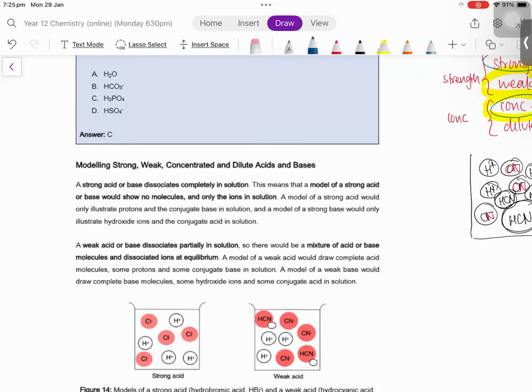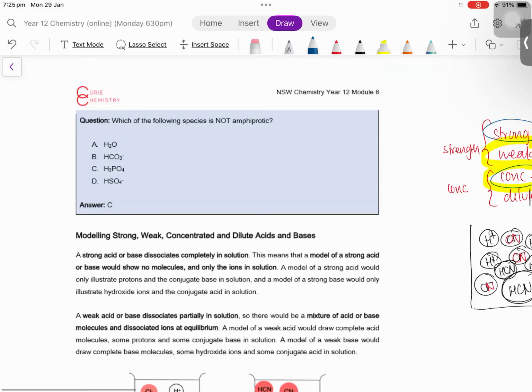There are 4 different cases for this. Actually, there's like 8 cases for this. You can do it for a base: strong concentrated, strong dilute, weak concentrated, weak dilute. You could do it for an acid, same thing: strong concentrated, strong dilute, weak concentrated, weak dilute. So there's 8 variations that the exam could ask you for.